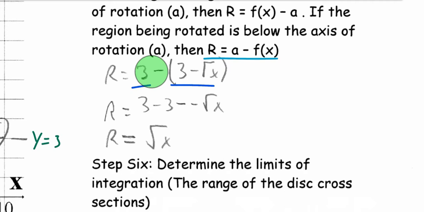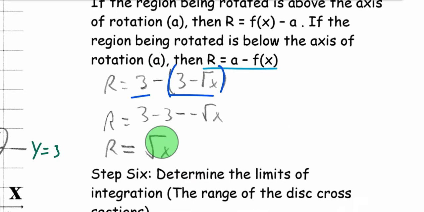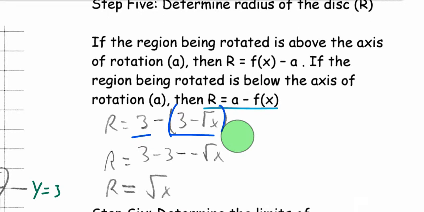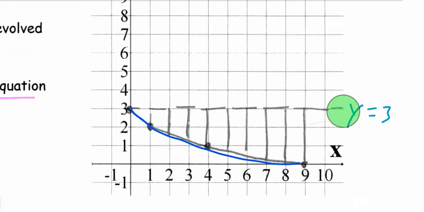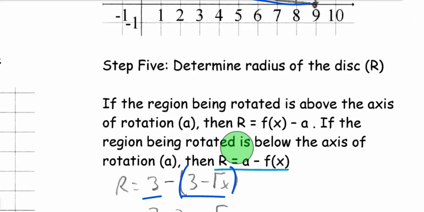So again, you're taking your axis of rotation and subtracting your curve. I'm putting my curve in parentheses because this minus is going to distribute to both of these. Now the 3's are going to cancel, and we're going to end up with our radius formula just being the square root of x. The reason we do A minus f of x in this case is because the axis of rotation is above the region that we're rotating.